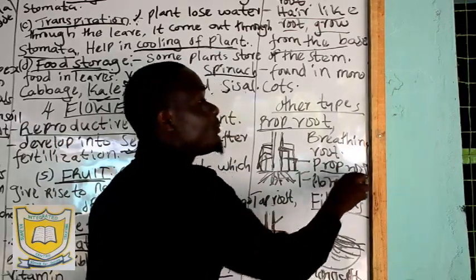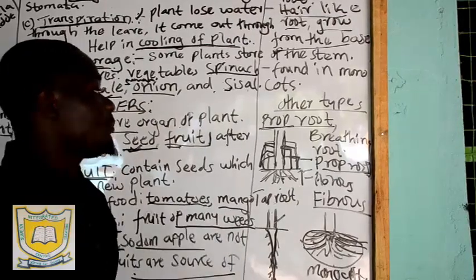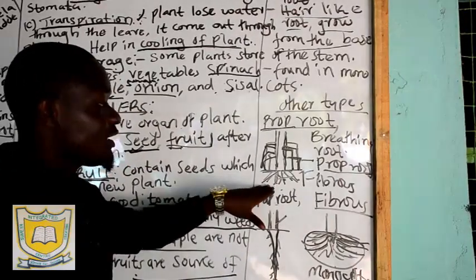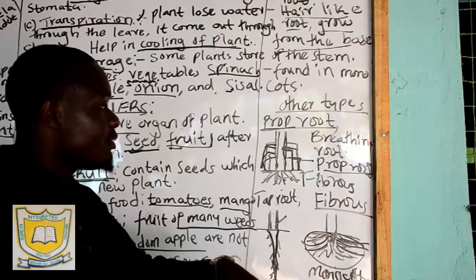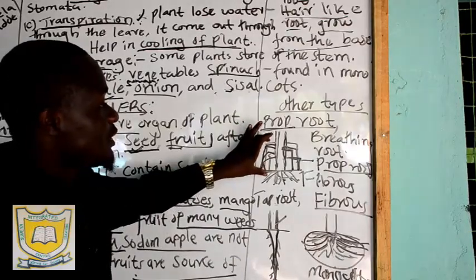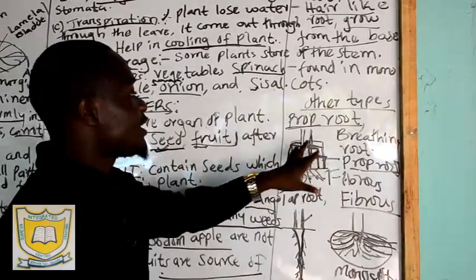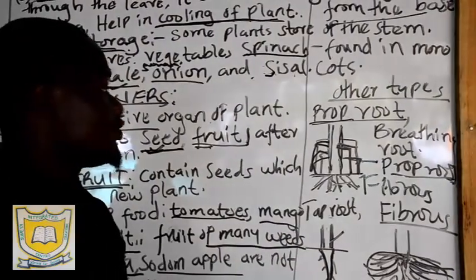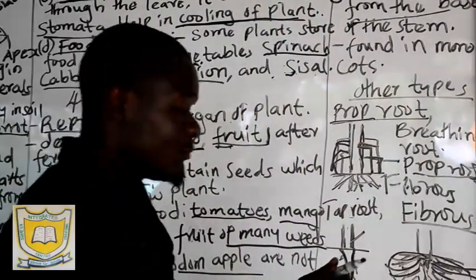Now, the function of the prop root is just for additional support of the plant, because now it has a fibrous root which is not deeper. Now it has to develop some structures which are now called the prop root that helps to offer extra support to this plant. Now we also have the breathing root.